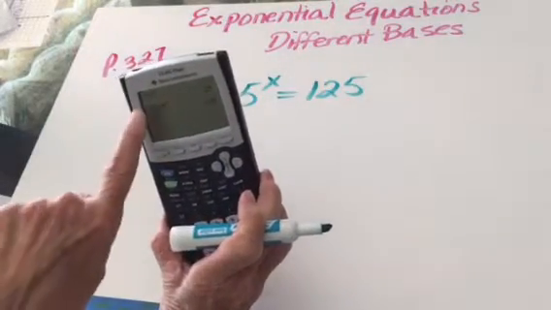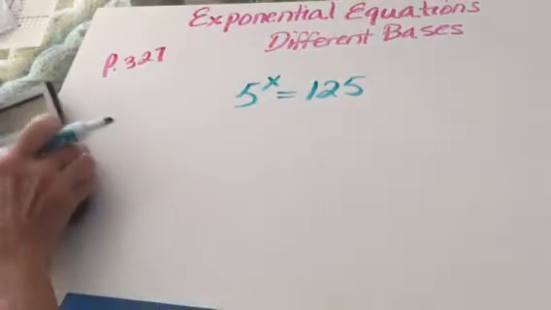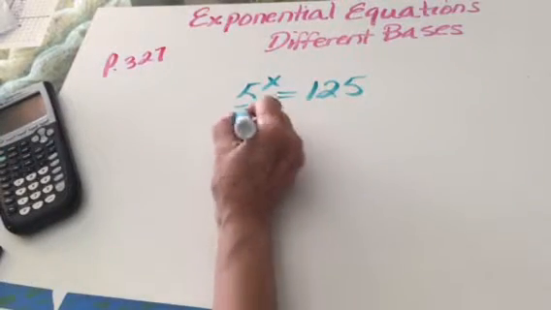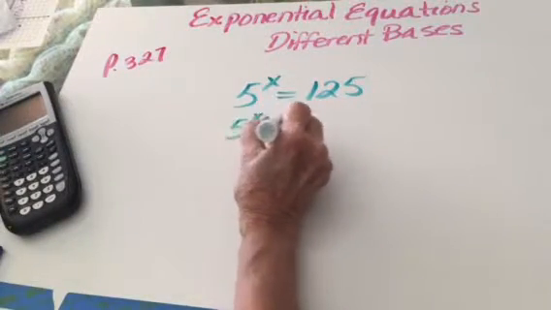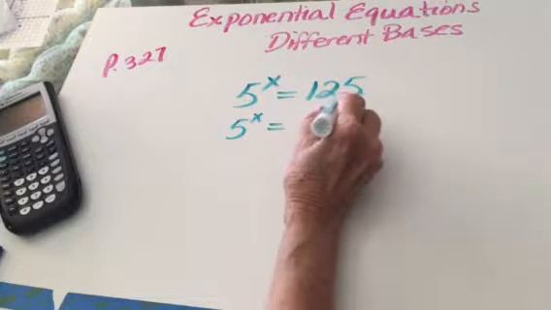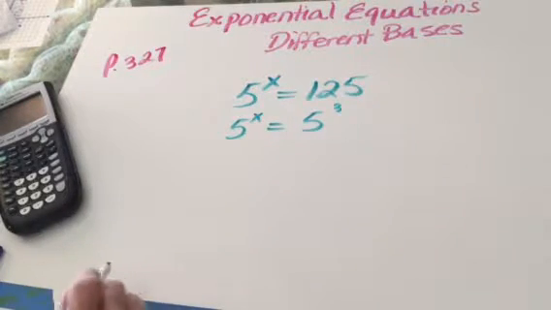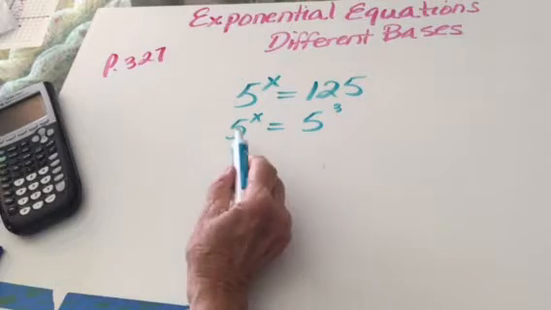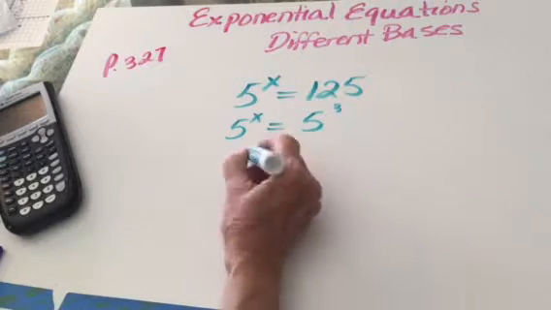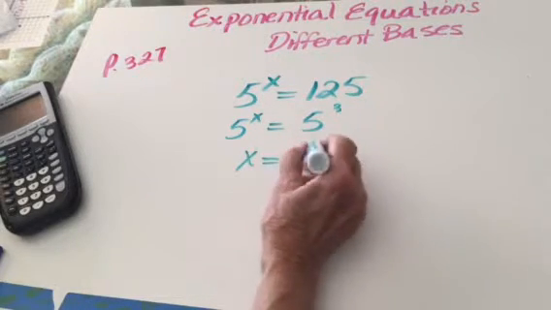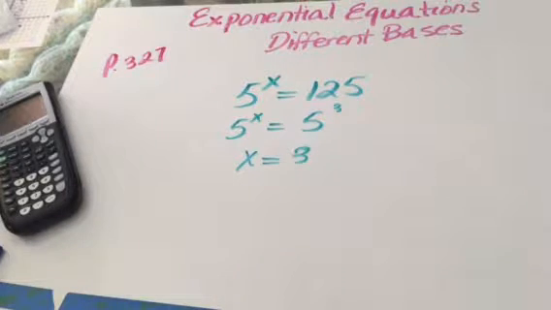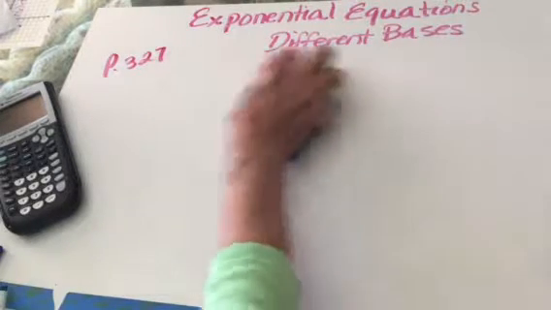Well, how many 5s did you do? You did 3. So watch. 5 to the x equals 5 to the third power. You just figured that out on your calculator. Now the bases are the same, and now you can just solve for x, and x equals 3. Do you see that? Make sure you're copying all this down, guys, okay? All right, how about another one here?